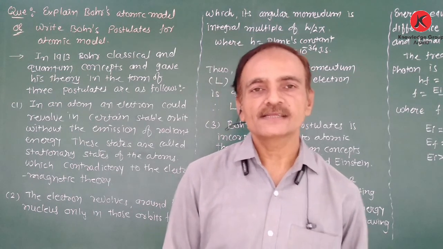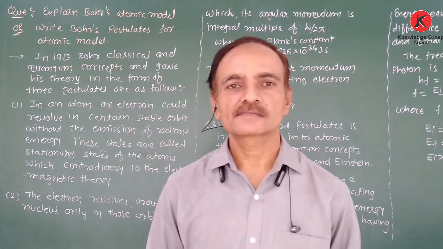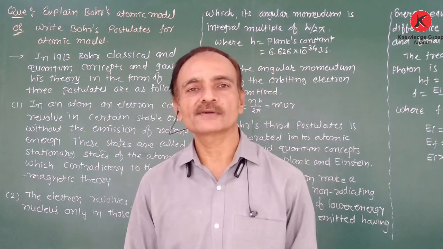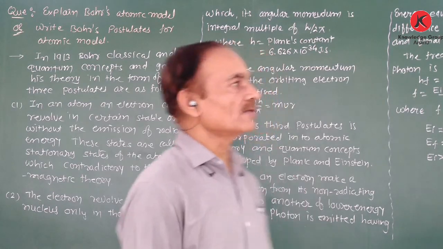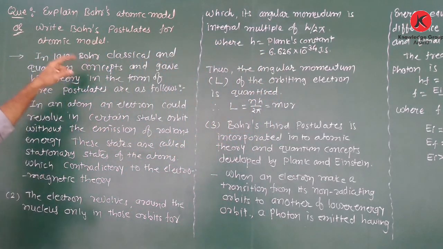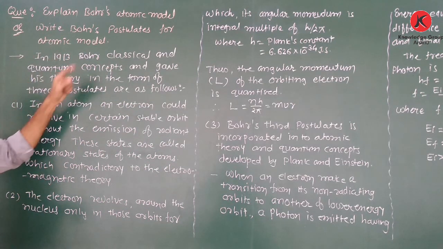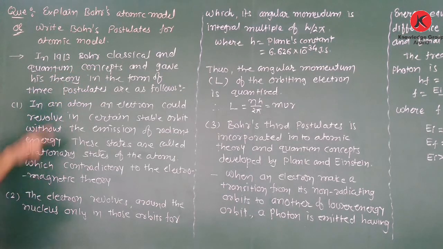So after adding the three postulates suggested by Niels Bohr to Rutherford's atomic model, this atomic model fulfills all the requirements for the atomic structure. So we start our discussion about Niels Bohr's atomic model or Bohr's postulates for the atomic model. In 1913, Bohr combined the classical and quantum concepts and gave his theory in the form of three postulates as follows.